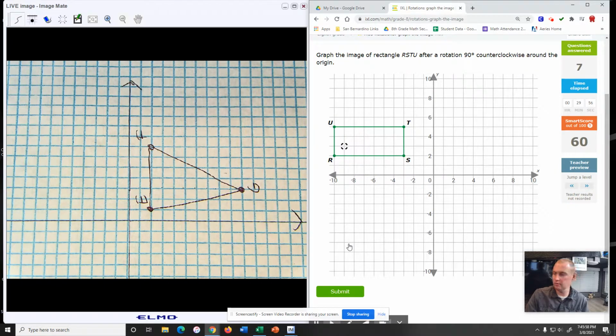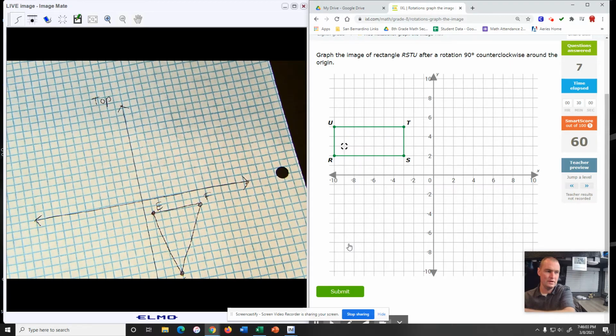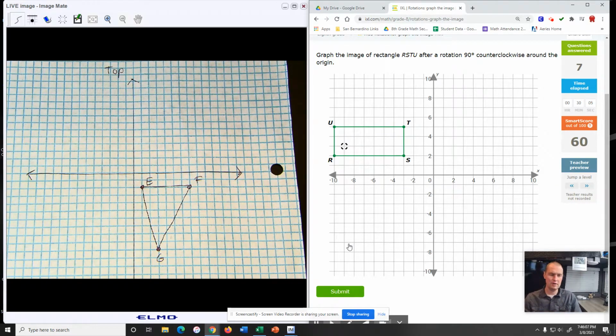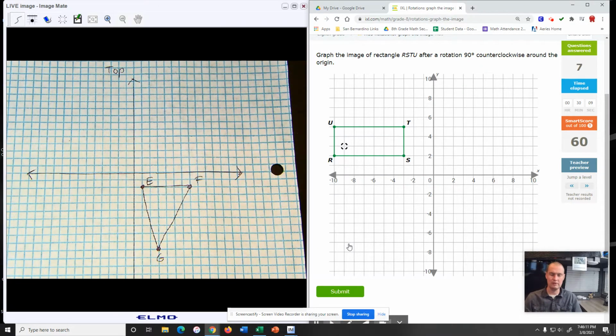All right, we're going to go to the next one. We're going to reset the graph paper to where the top is on top. And notice we're going to start using the top left corner, which is called quadrant 2. And it's completely open and available to you. So we're good there. Okay, graph the image of rectangle RSTU. RSTU, kind of reminds me of that song, right? After a rotation of 90 degrees counterclockwise.